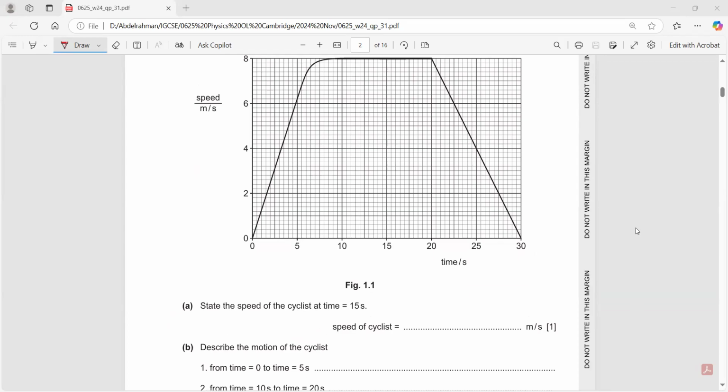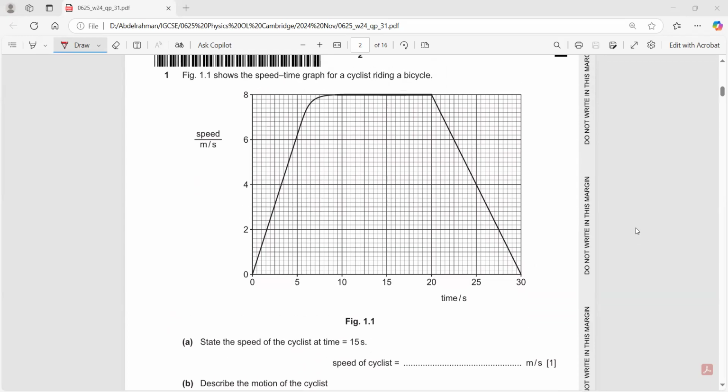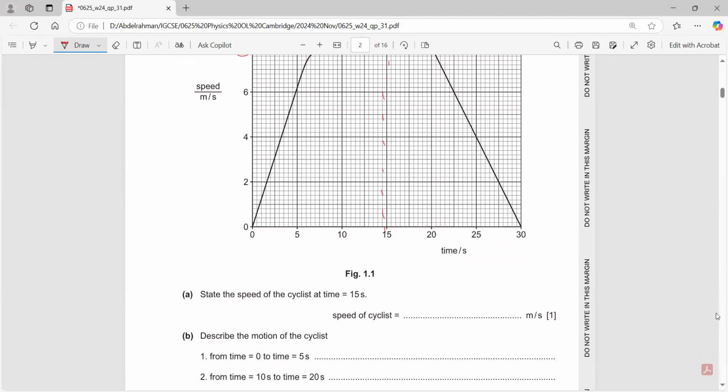State the speed of the cyclist at 15 seconds. So at 15 seconds, what was the speed of the cyclist? The speed was 8 meters per second. Yes, it was 8 meters per second.